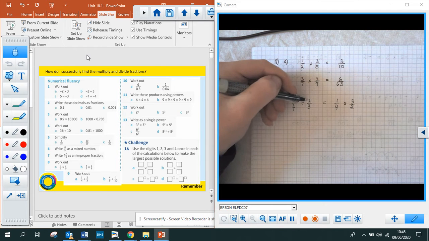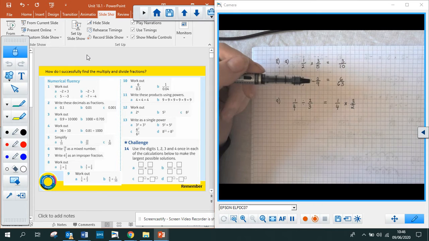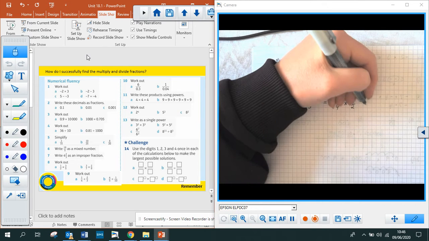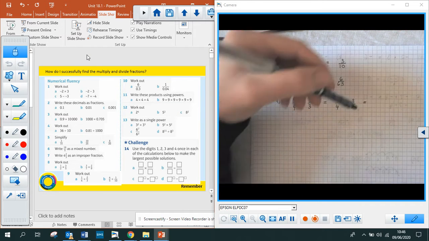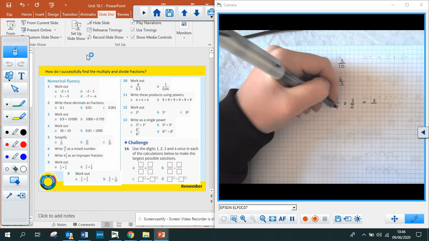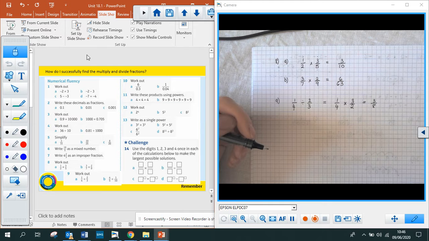You see, I've flipped those numbers around. So it's keep, change, flip. I kept my quarter, I changed my division to multiplication, and I flipped my last fraction to 3/2. Then once you've done that, you've just got a normal multiplication of 2 fractions. So I multiply 1 and 3 together, that gives me 3. And I multiply 4 and 2 together, that gives me 8. So my answer is 3/8.